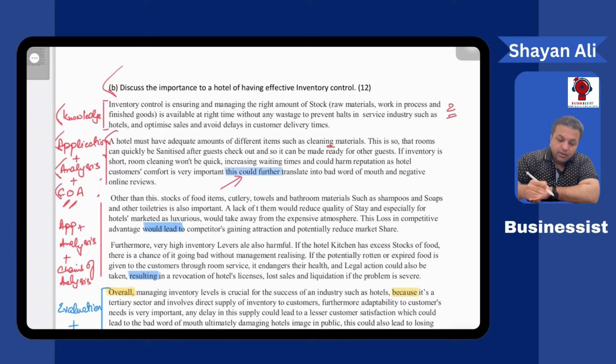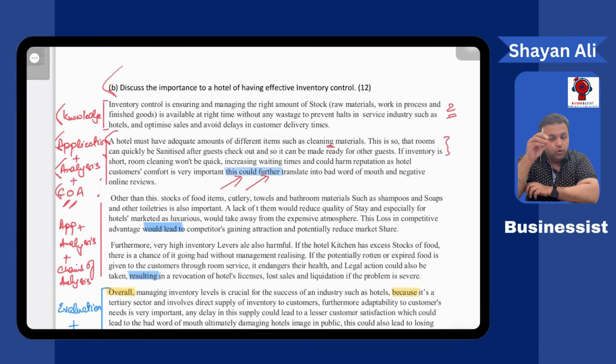As you can see, this could further translate. I have already highlighted this in blue color. So this could further translate means it's a further chain of analysis. Right now I'm talking in context. Definitely we have to use words such as the cleaning materials or the room services. Why? Because the whole question belongs to the hotel and we have to go in depth.